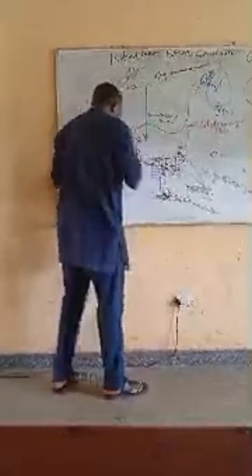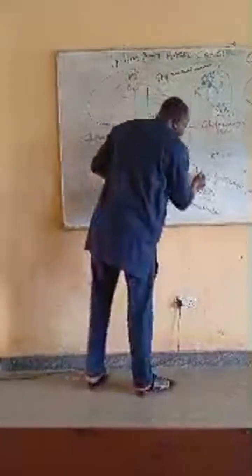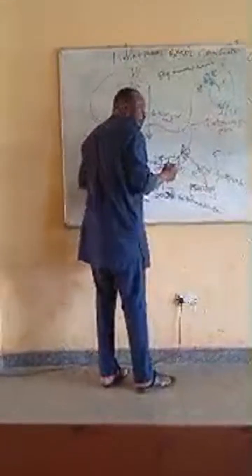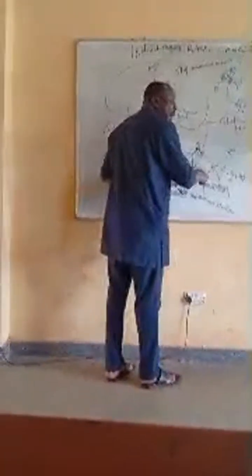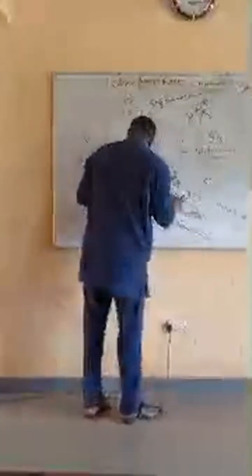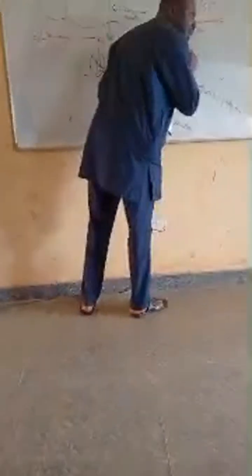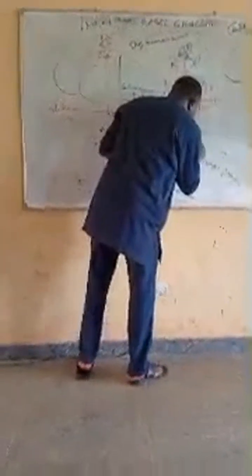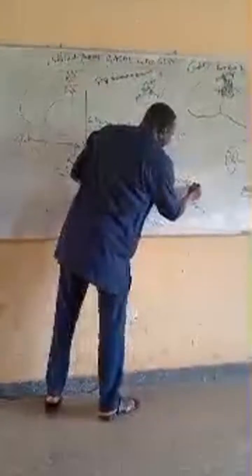So now, if the nigrostriatal pathway is destroyed here in the indirect pathway, what will it cause? It will cause Huntington's disease.